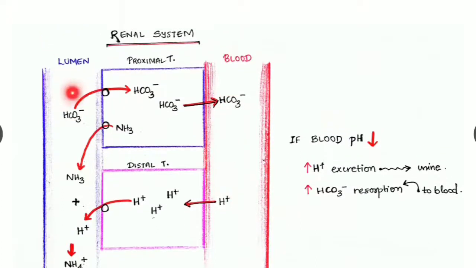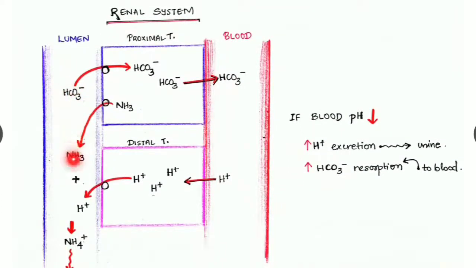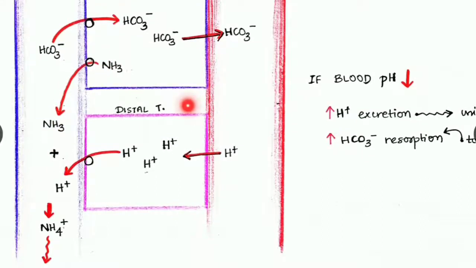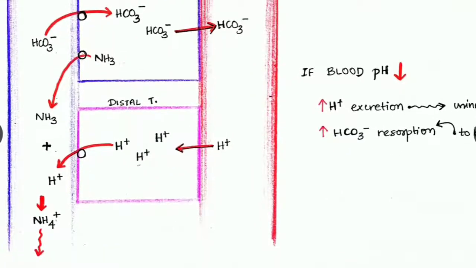This is the bloodstream and this is the lumen. Lumen means where the urine is being drained. And this is the proximal tubule and this is the distal tubule. In this proximal tubule, the bicarbonate is being reabsorbed from the urine, from the lumen into the proximal tubule and then into the blood. Whereas the ammonia ions are being excreted into the lumen and excreted through the urine. Whereas in the distal tubule, the protons H plus are being taken from the bloodstream and then excreted into the lumen through the urine out of the body.